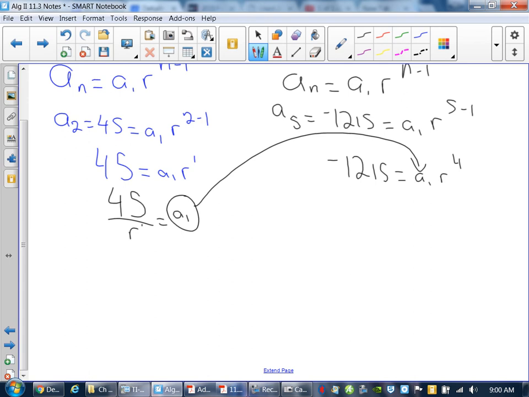Again, all I'm doing is isolating the first term. You're always going to isolate the first term because it's never going to have an exponent. So substitute that one back over. You'll have negative 1215 is going to be 45 over r to the first times r to the fourth, which means you have an exponent rule part. R to the fourth, r to the first, who wins? So what's 4 minus 1?